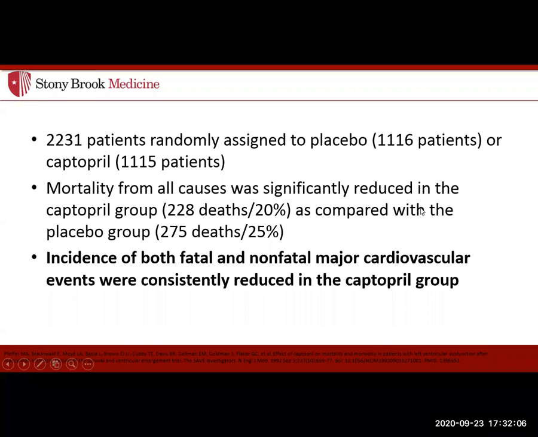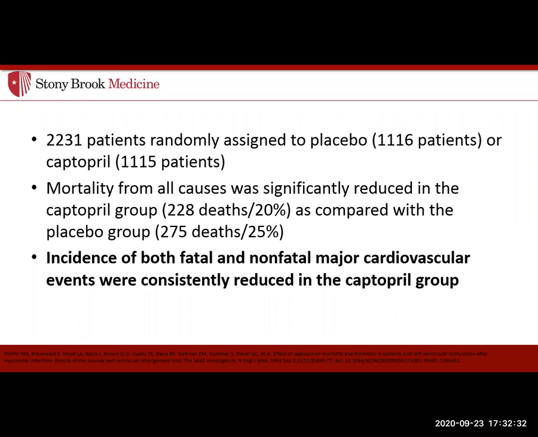So this study looked at over 2,000 patients who were randomly assigned to either placebo or captopril. This was a randomized, double-blind, placebo-controlled trial. And it found that mortality from all causes was significantly reduced in the captopril group as compared to placebo. But more importantly, it found that the incidence of both fatal and non-fatal cardiovascular events were consistently reduced in the captopril group. So this is why the use of ACE inhibitors is important for patients post-MI, because it reduces their rate of major cardiovascular events, also known as MACE events.